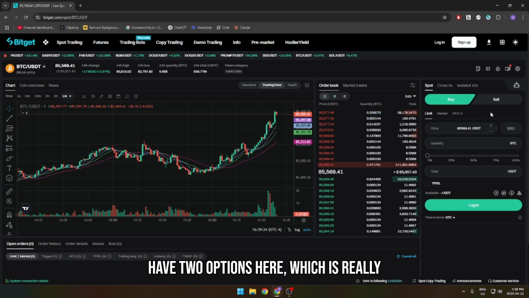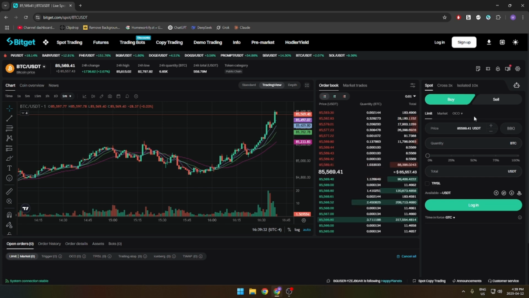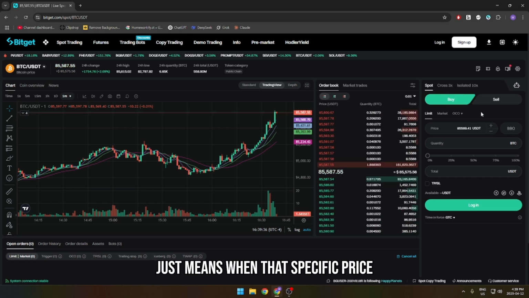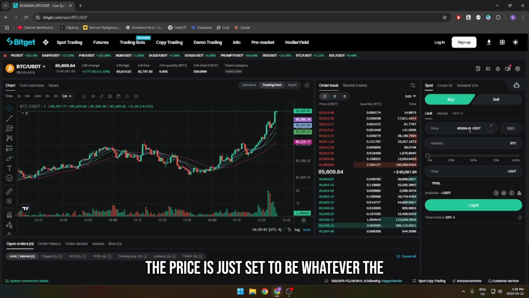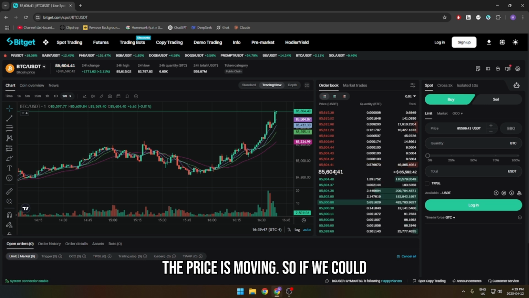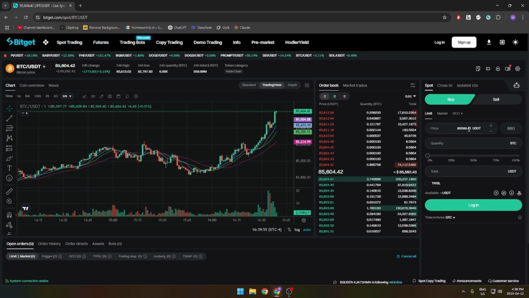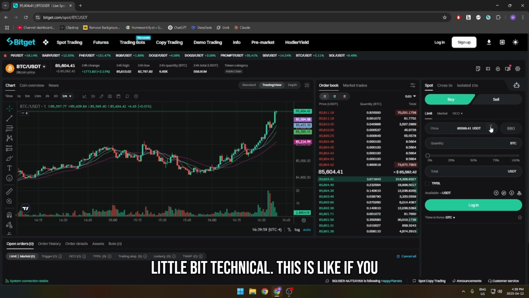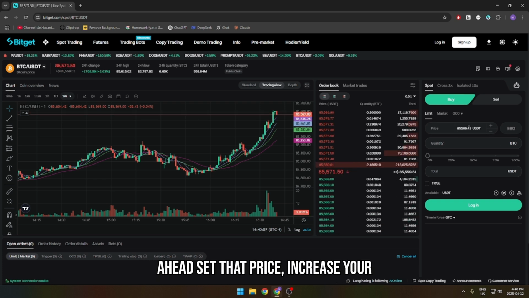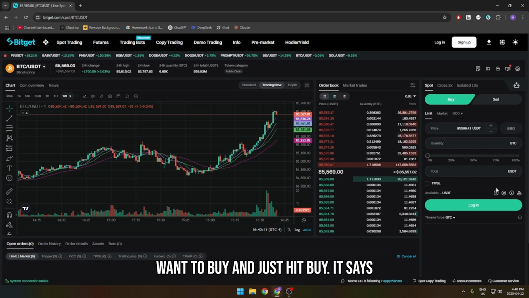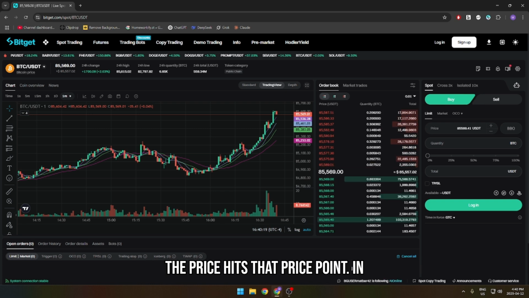And now you guys have two options here, which is really important. The first one being limit, and the other one being market. In simple terms, limit order basically just means when that specific price hits, your order executes. Now in our case, the price is just set to be whatever the current price is, kind of changing because the price is moving. So we could set our limit price here in order for the order to trigger and buy our crypto. Now this is going to be a little bit technical. This is like if you have done your analysis and you know that you want to open an order, let's just say at 87,000 Bitcoin, then you could go ahead, set that price, increase your quantity to the amount of Bitcoin you want to buy, and just hit buy. It says login here, but when you log in, it's going to say buy. So you could just buy that, and it's going to trigger when the price hits that price point.